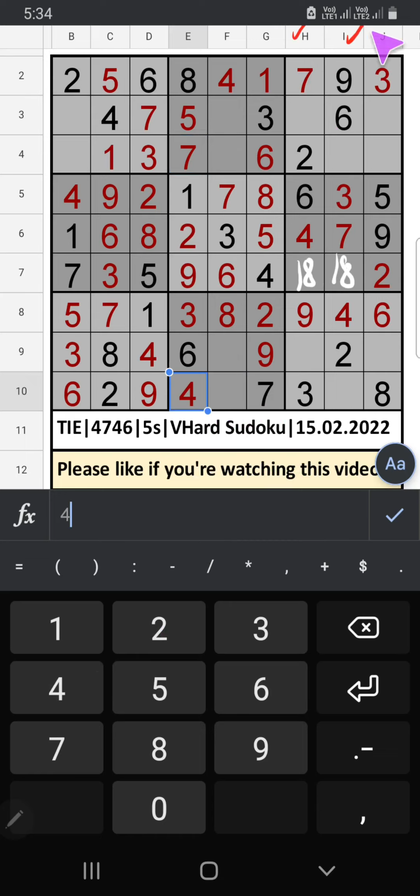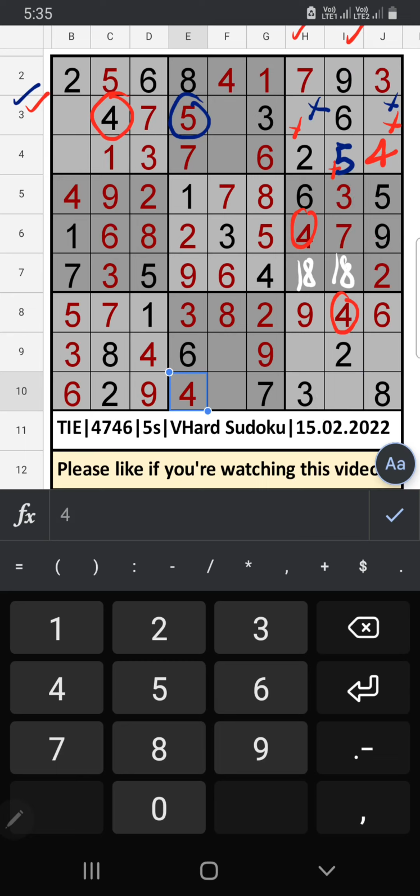Column H and column I we have 4, so 4 can't come in these cells. Third row also we have 4, so 4 can't come in this cell, then 4 is confirmed here. Third row we have 5, so 5 can't come in these cells, then 5 is confirmed here.